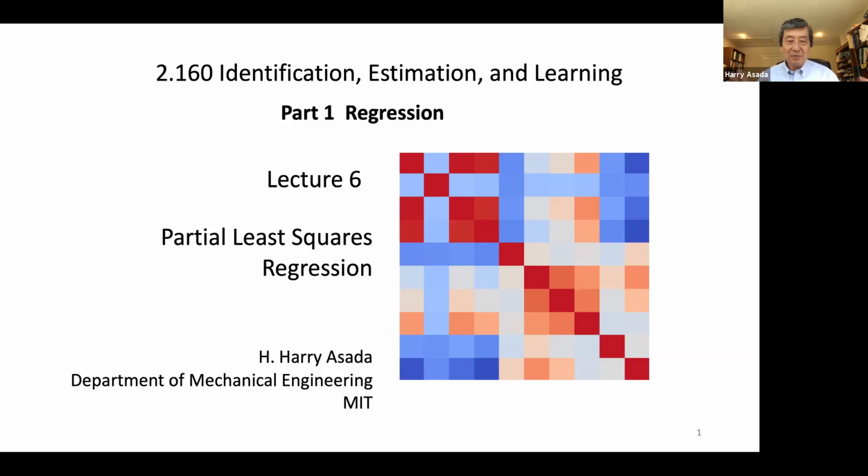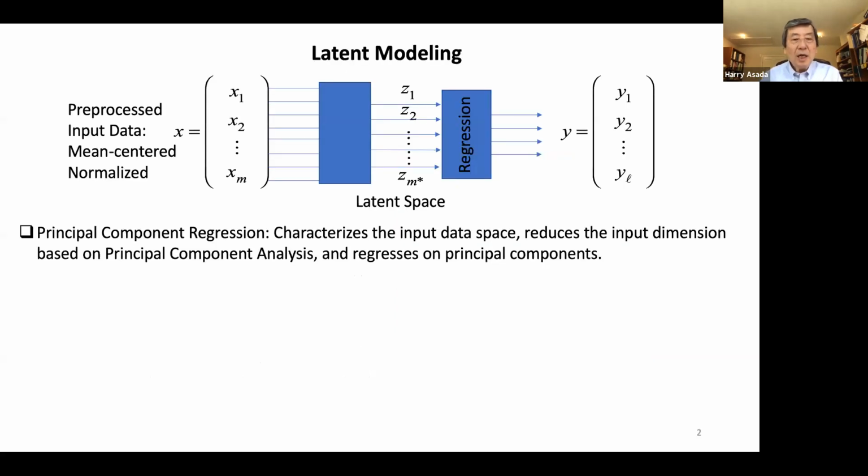So we look at this from the statistical theory viewpoint, and it's obvious to extend the simple method in this direction. That's partial least squares regression. So last time we looked at principal component regression. We characterize the input data space, right? And we reduce the input dimension based on principal component analysis. That basically looks at the eigenvalue problem associated with the input data covariance matrix, right? Before that we do mean centering.